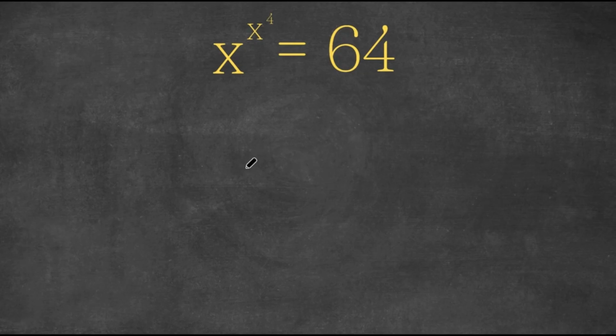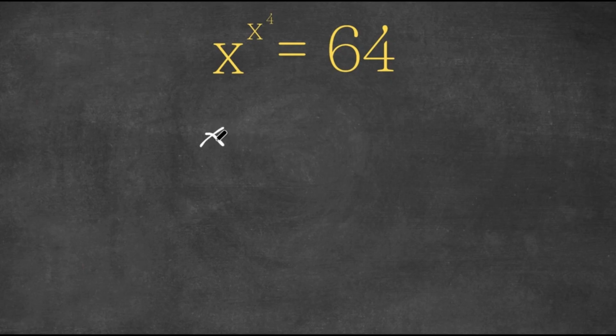In today's video, I'm going to be teaching you guys how to solve this exponential equation. So we have x to the power of x to the power of 4 equals 64. So now what I'm first going to do is I'm going to take the power of 4 on both sides.